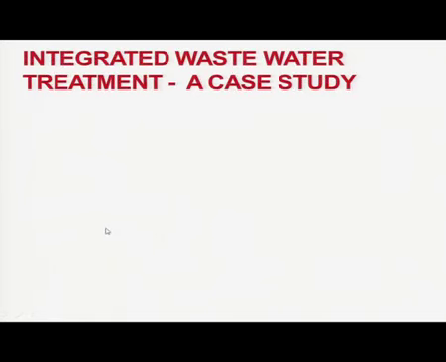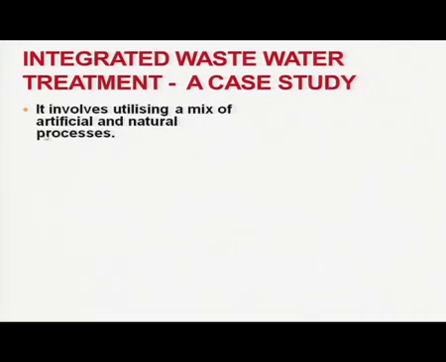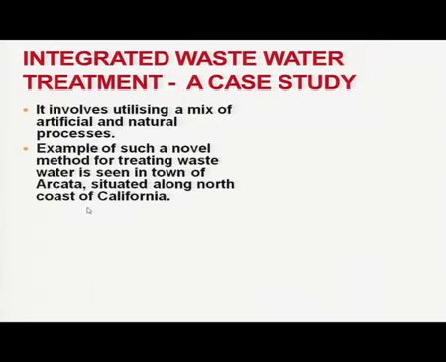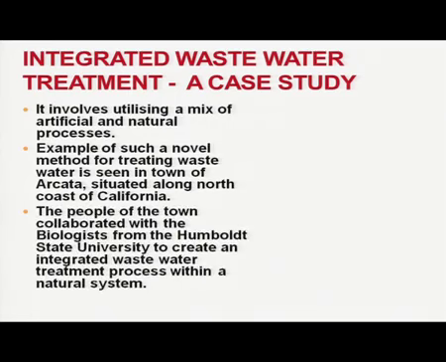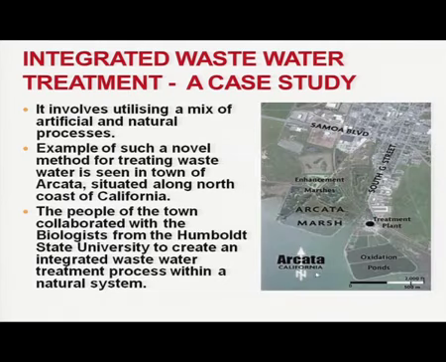So, we have taken up many concepts related to water pollution. Now, we will focus on the novel strategy which was used in Arcata for the treatment of water, for reducing water pollution. It is the integrated wastewater treatment. It involves utilizing a mix of artificial and natural processes. Such a novel method for treating wastewater was seen in the town of Arcata, which is situated along the north coast of California. The people of the town collaborated with the biologists from the Humboldt State University to create an integrated wastewater treatment process within a natural system.